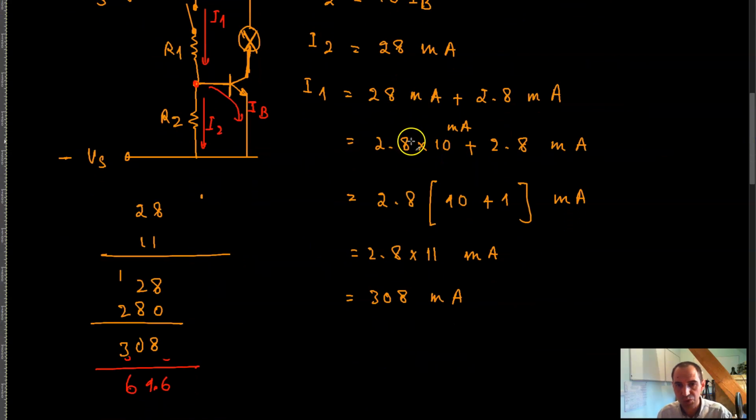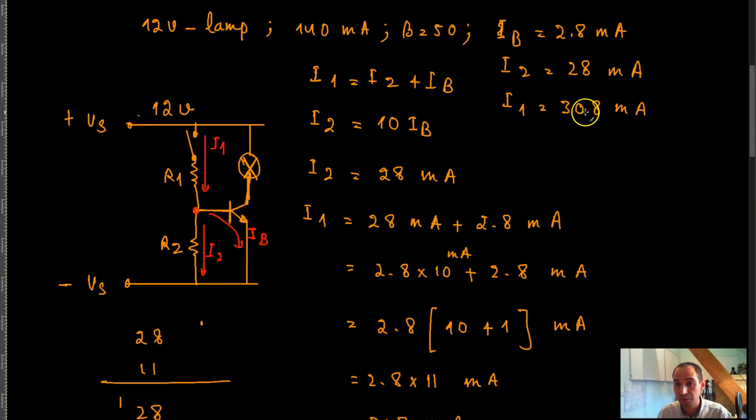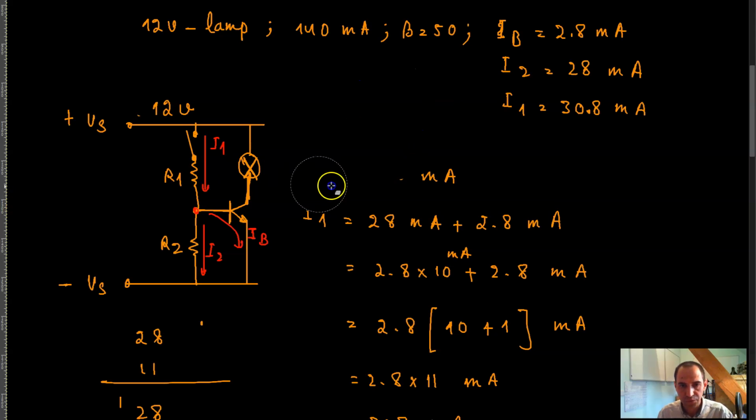So this is 28 milliamps plus 2.8 milliamps, which is 30, not 300. So this is 2.8 into 10, which is 28 milliamps, plus 2.8 milliamps. And then take the 2.8 out, we'll get 2.8 times 10 plus 1, which is equal to 11. 11 times 2.8. That's 30.8, I'm sorry, 30.8 milliamps. Okay, so now we have all of these currents over here.